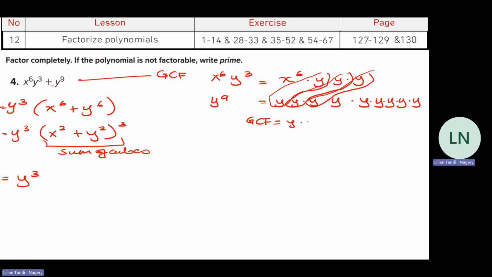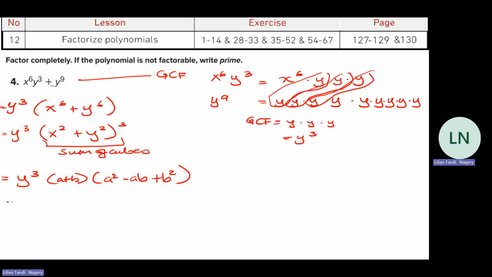GCF is y, that y, that y, which is y cubed. Okay, let's continue. This is sum of cubes. How do you write sum of cubes? A plus b, a squared minus ab plus b squared.